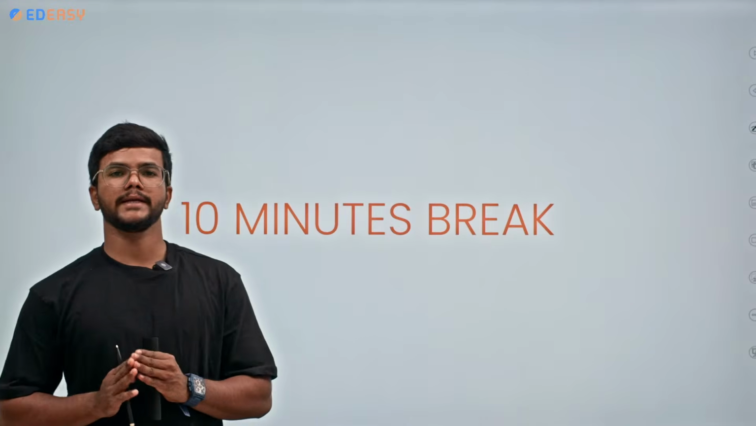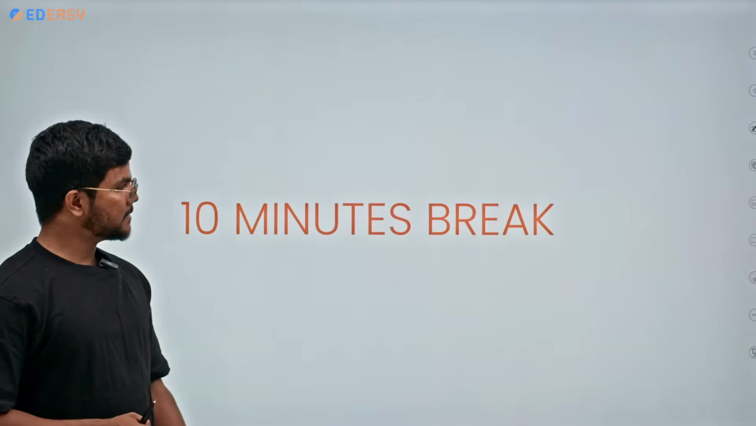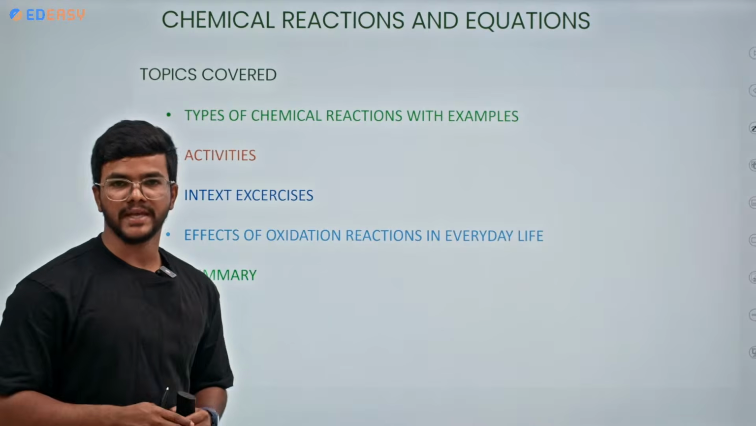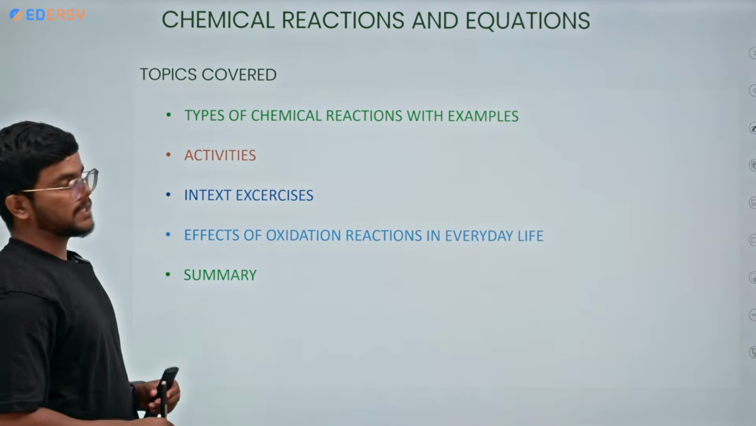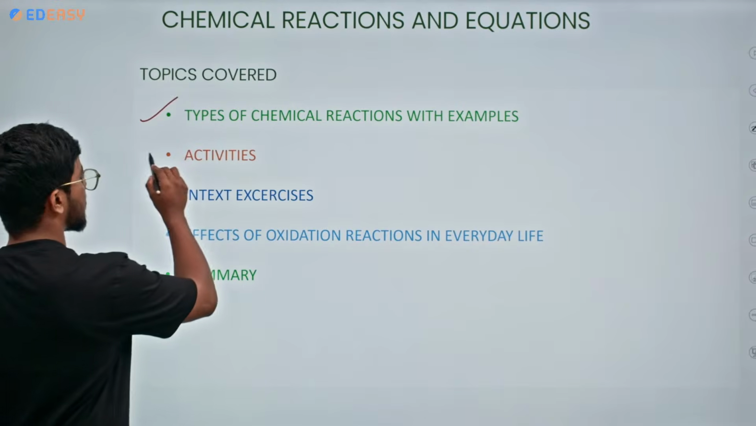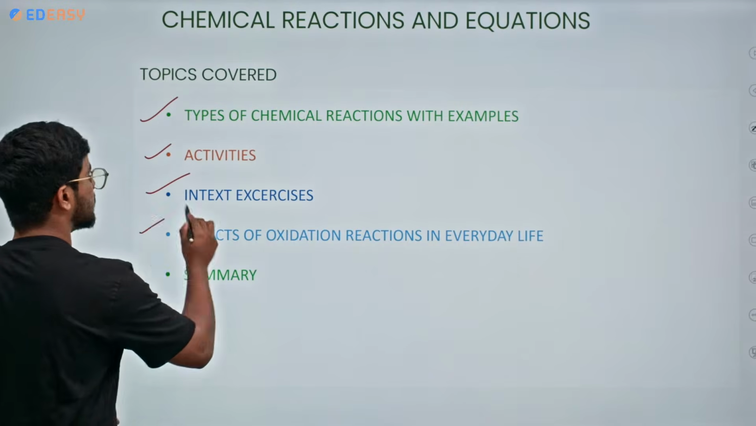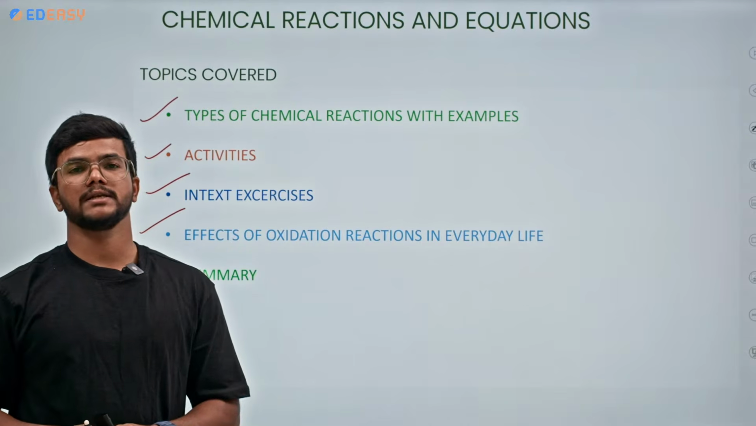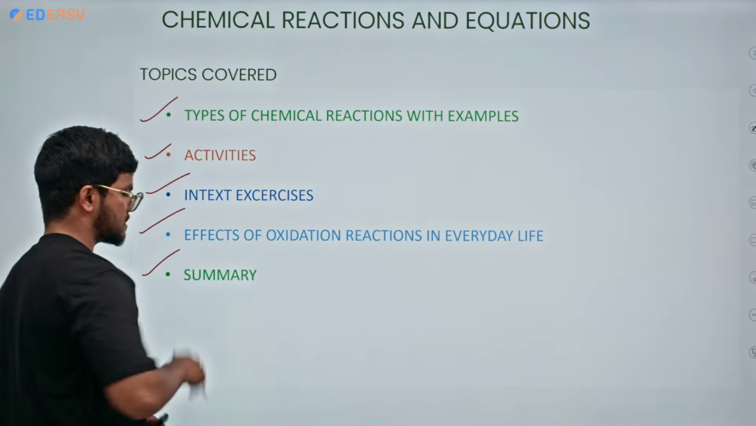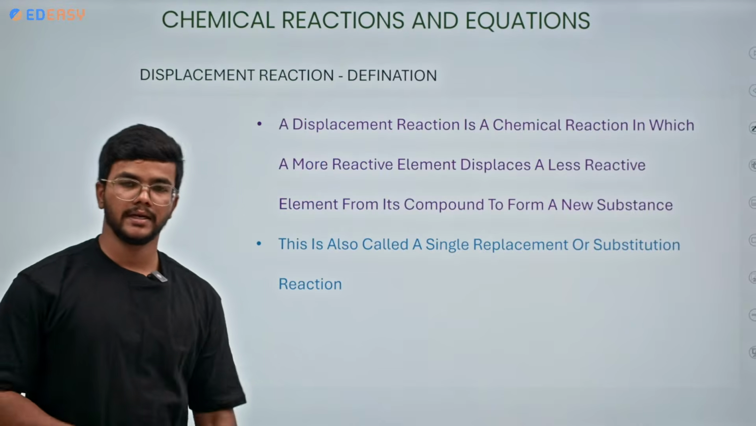Yes. Let me continue the remaining topics. So till now we completed half of the types of the reaction. So let me continue with the remaining reactions. So what are the topics we are going to cover after this 10-minute break? Types of the chemical reaction with examples, and activities and in-text questions, and also the effects of oxidation reaction in our everyday life. Effects of oxidation in our everyday life, and a summary after completing all the in-text questions and the topics. Okay, so let me go into the topic.